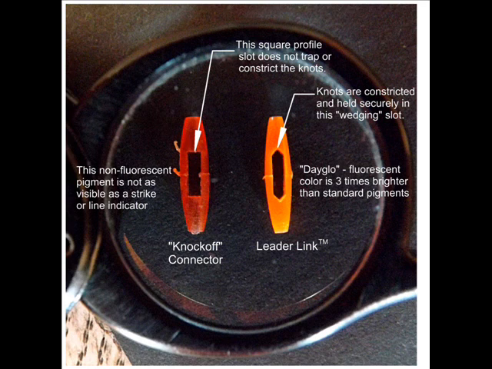The leader link is made using day glow fluorescent pigment, which appears approximately 3 times brighter and will show up as a strike indicator. If you buy connectors for your fly line to leader, if they're not leader links, you will not get the original quality.